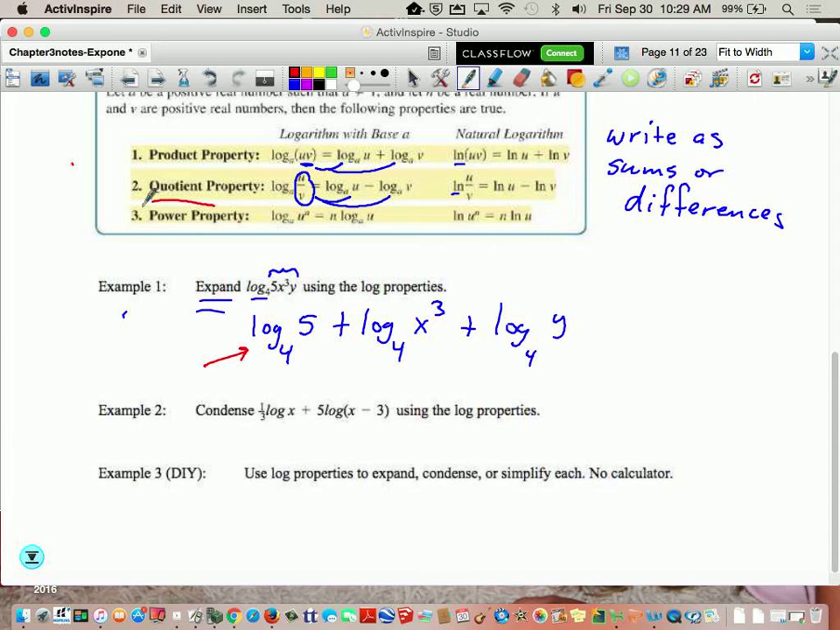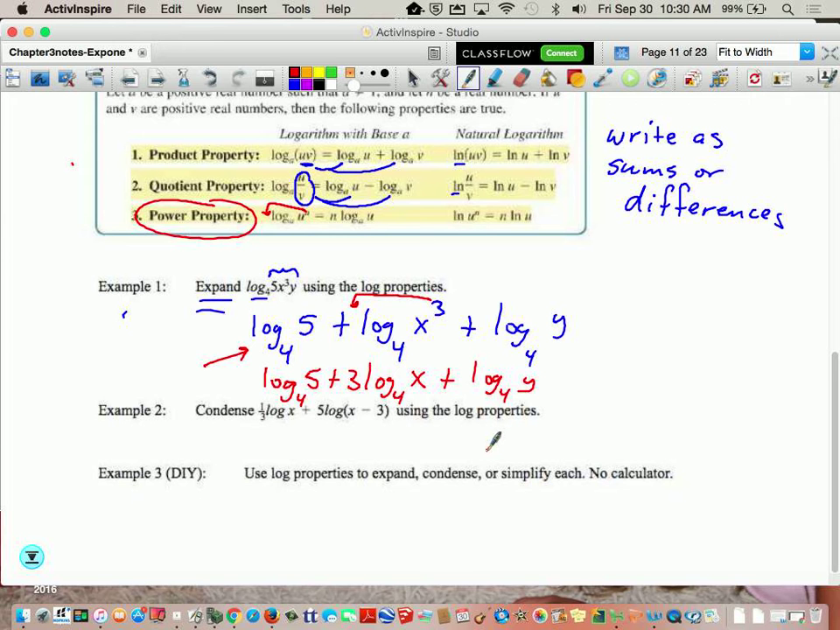The last property was this power property, and all it's telling you is that if you're taking the logarithm of an exponential, we can go ahead and bring that exponent down. So I'm just going to bring the 3 down in front. So the final answer would be log base 4 of 5 plus 3 log base 4 of x. All I did is bring its exponent down in front, plus log base 4 of y.